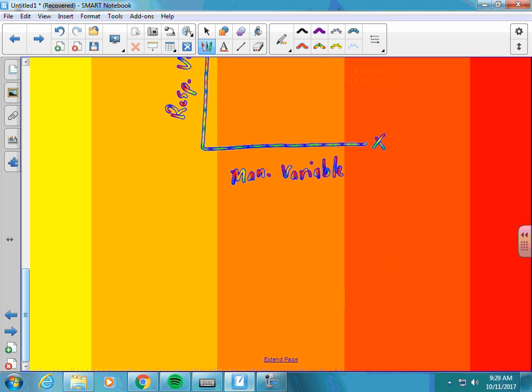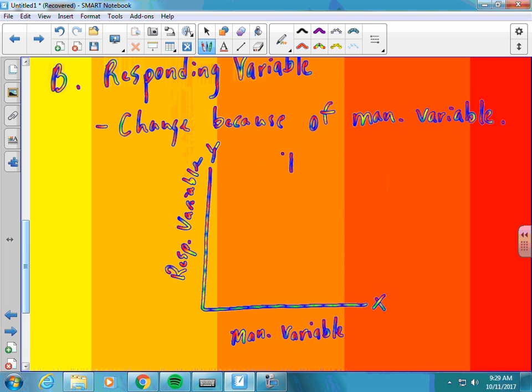Okay, so when we do these, we always want to make sure that we put a title on our graph. And so basically we look at what value we have for the manipulated variable, we come across, and we find the spot on the y-axis where that data point will match up, and we'll make dots.